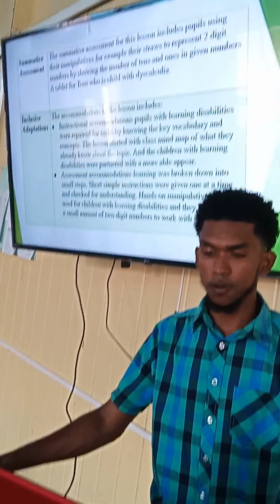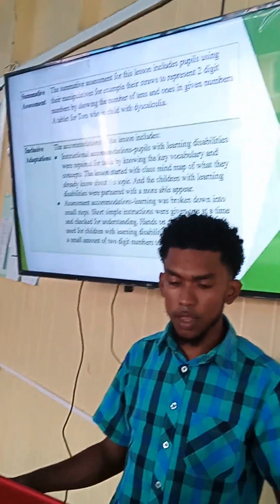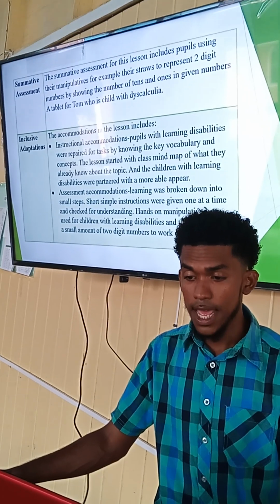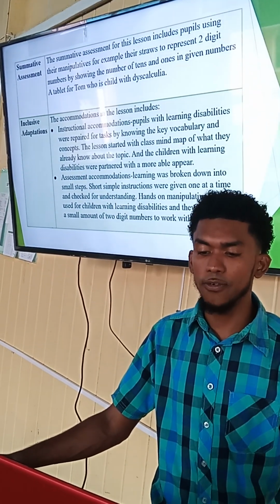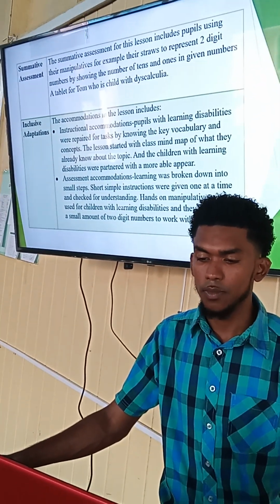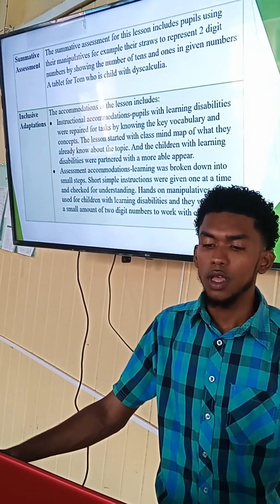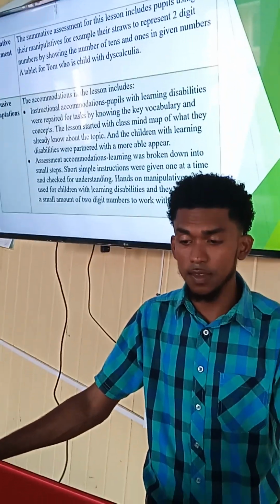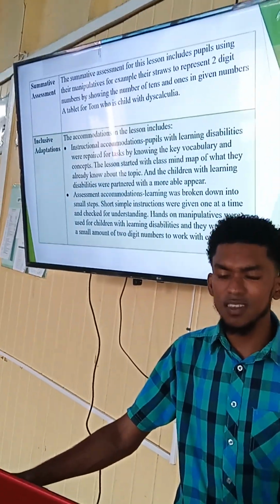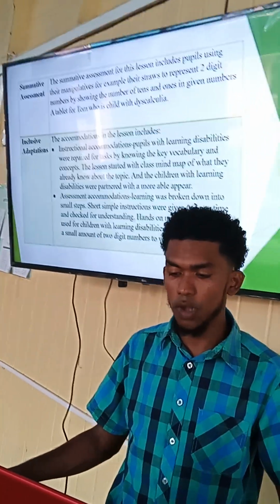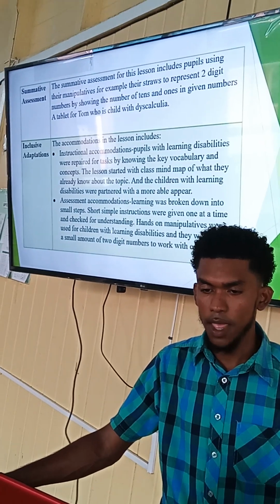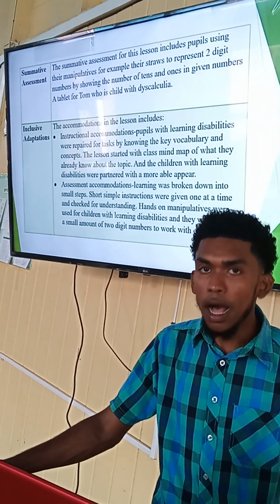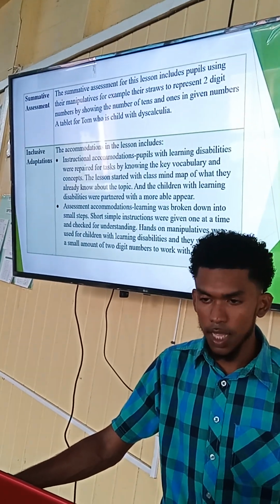Assessment accommodation. Learning was broken down into small steps. Short, simple instructions were given, one at a time, and checked for understanding. Hands-on manipulatives were used for children with learning disabilities, and they were given a small amount of two-digit numbers to work with in the extra time. And Tom, on the other hand, would have been given a tablet so that he could get his task done effectively.